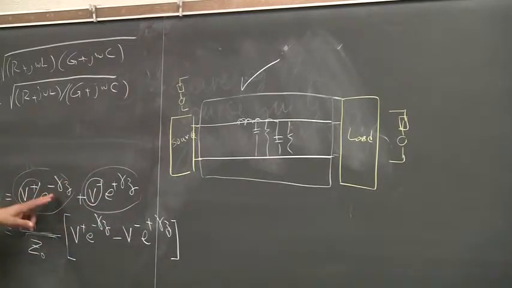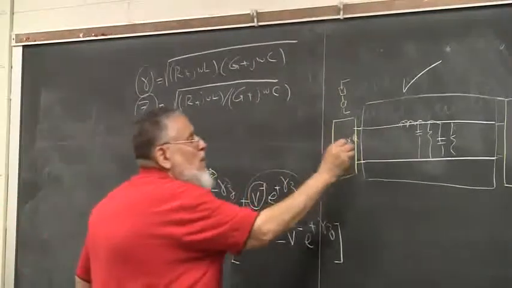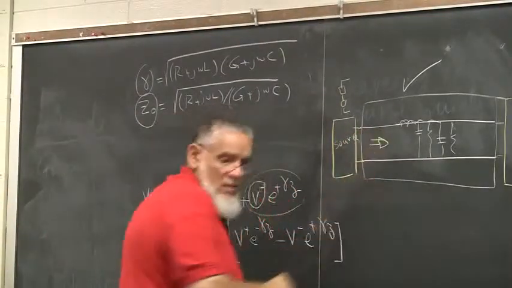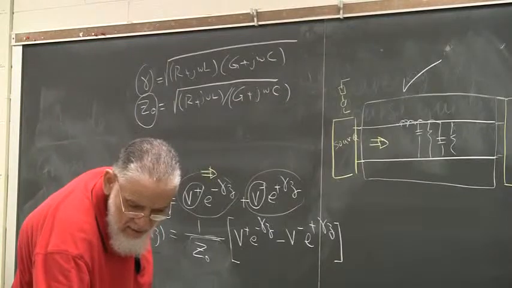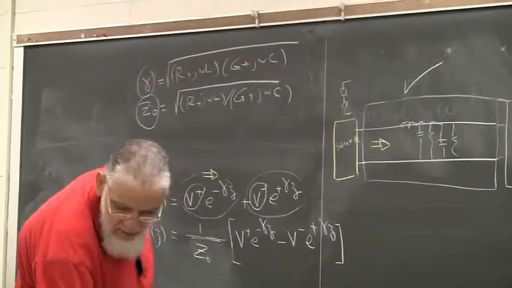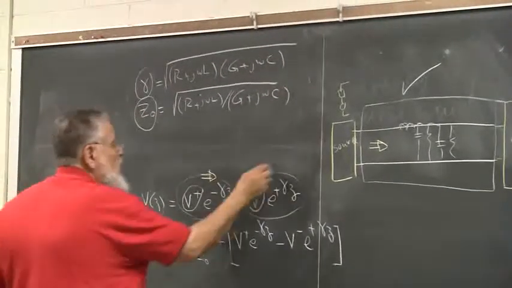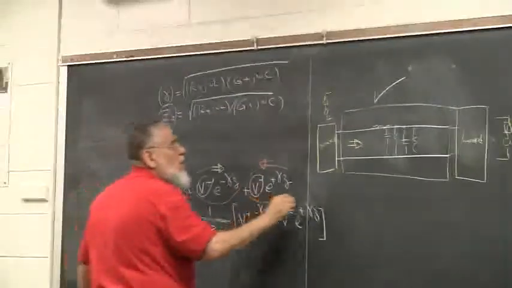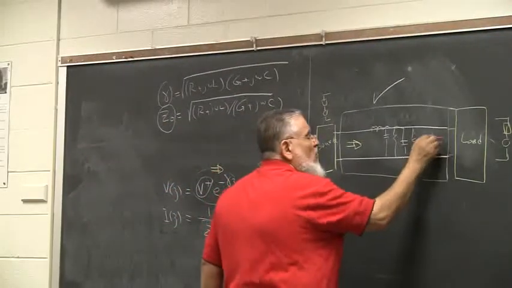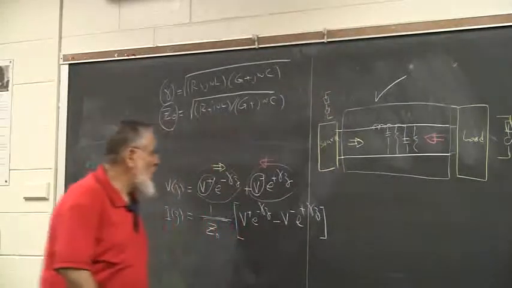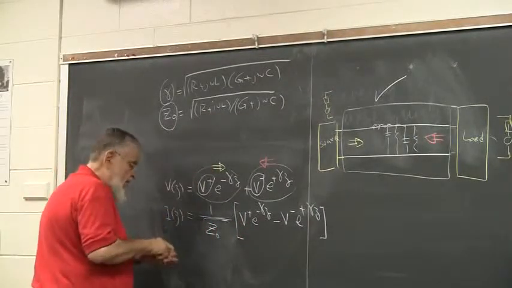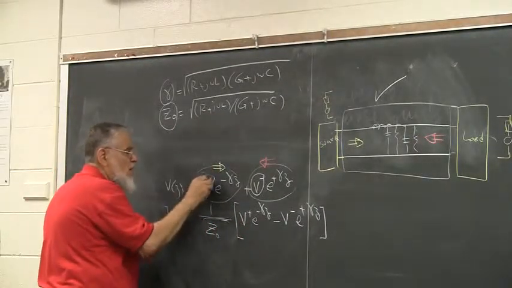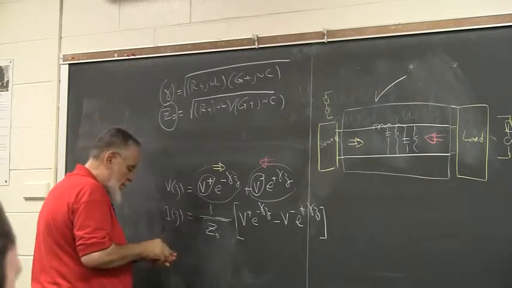We'll see that this one here is actually a wave traveling in the positive Z direction. So this wave here will eventually be a wave traveling in this direction. And this one here will be sending a wave this way, and that's the wave coming from the load direction. And that's why the plus label here, as we'll see in a minute, and the minus label there.